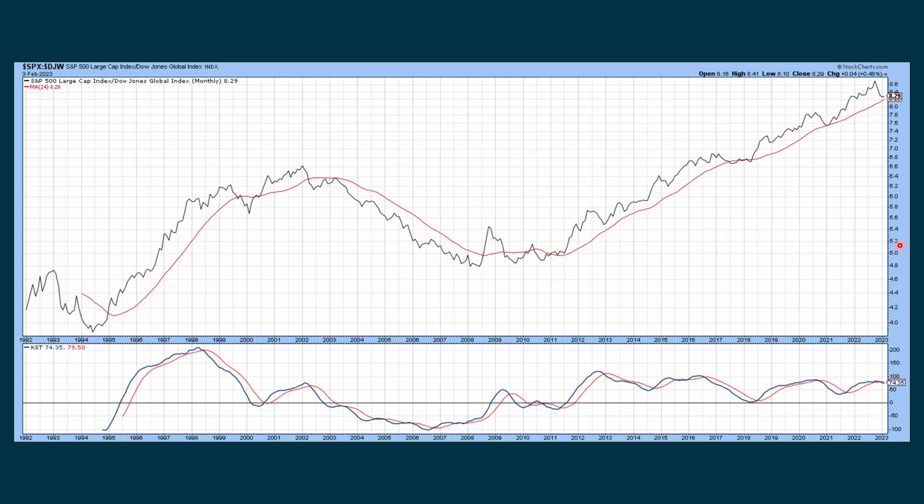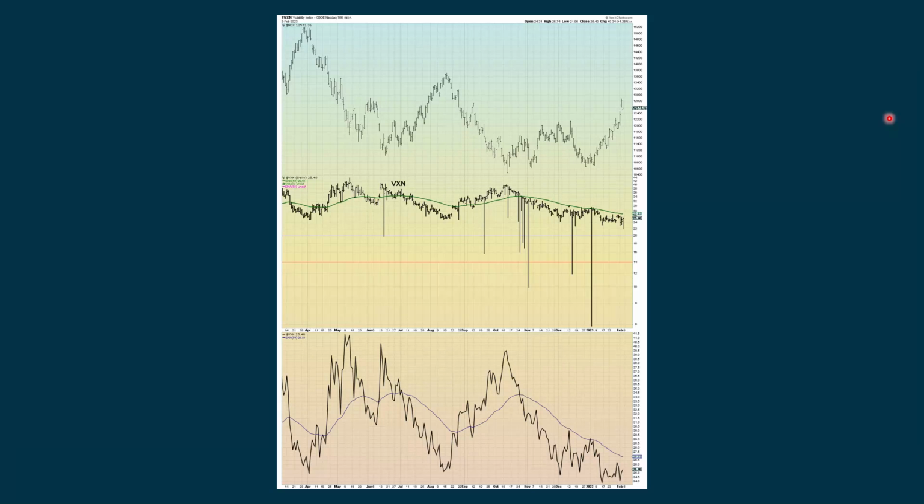So that could be negative. We'll be keeping an eye on this chart just to see if we bounce back up or if we break through to the downside. Some broad market things to look at.